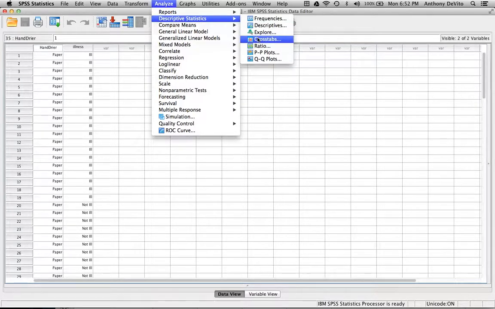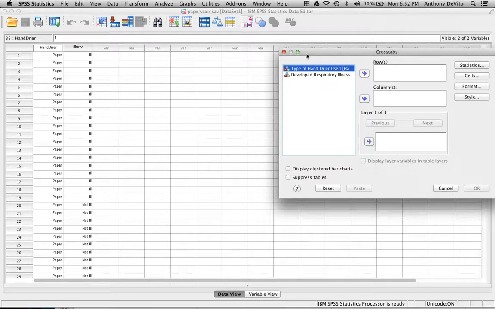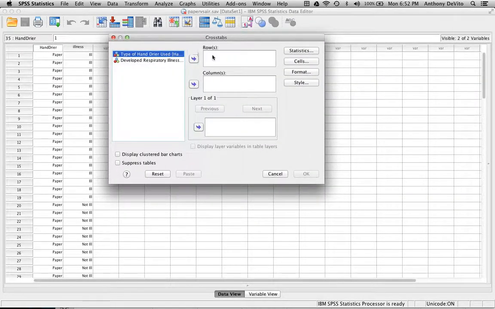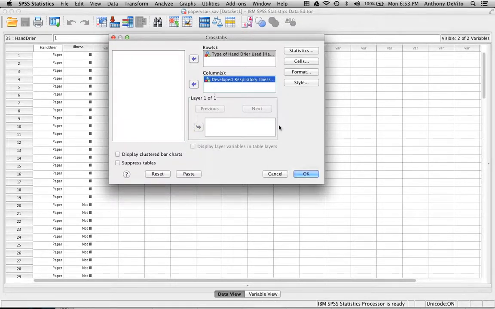You may remember we used this to lay out tables when we were doing our diagnostic tests, which are 2x2 tables. In crosstabs, I'm going to put the exposure into the rows. In other words, what is the exposure? Are they exposed to lead, not exposed to lead? Are they taking a drug or taking a placebo? In this case, did they use paper or did they use air, the type of hand dryer they use. And the outcome I'm going to put into the columns: they became ill, or they didn't become ill. I'm going to click that in there.